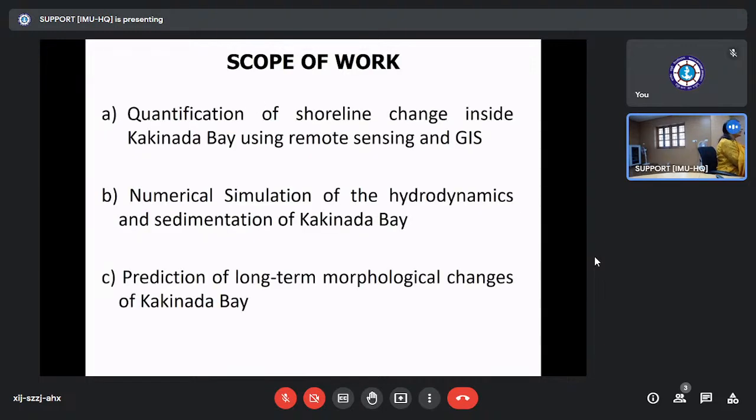My scope of the work has been divided into three parts. First, quantification of shoreline changes inside Kakinada Bay using remote sensing imageries, quantified using geographical information systems in DSAS mode. Second, numerical simulation of the hydrodynamics and sedimentation inside Kakinada Bay using Delft3D. Third, once my hydrodynamic model was validated, a morphological model was formed in Delft3D, and 100 years of development of Kakinada Bay was predicted using Delft3D.